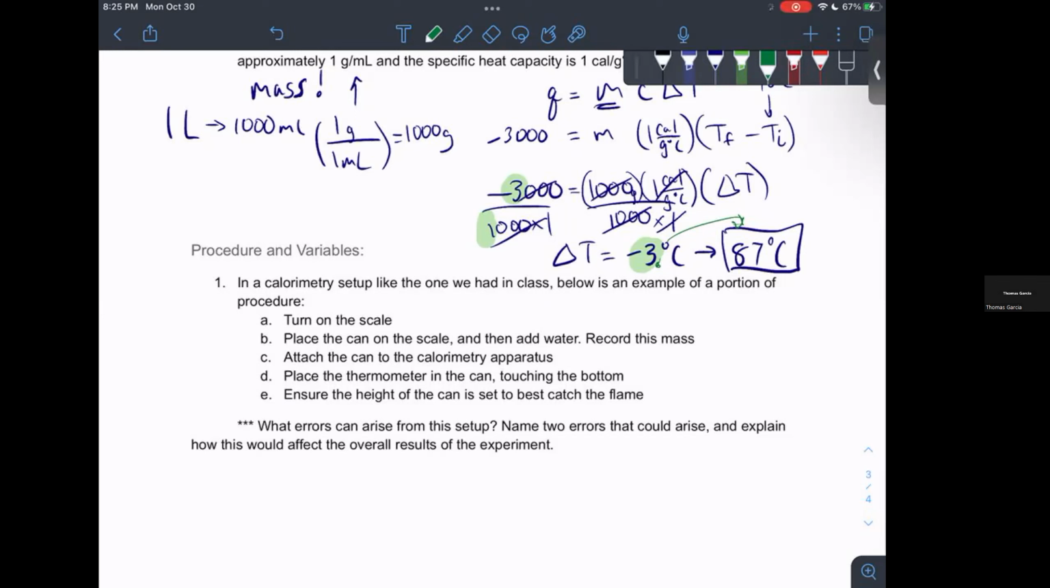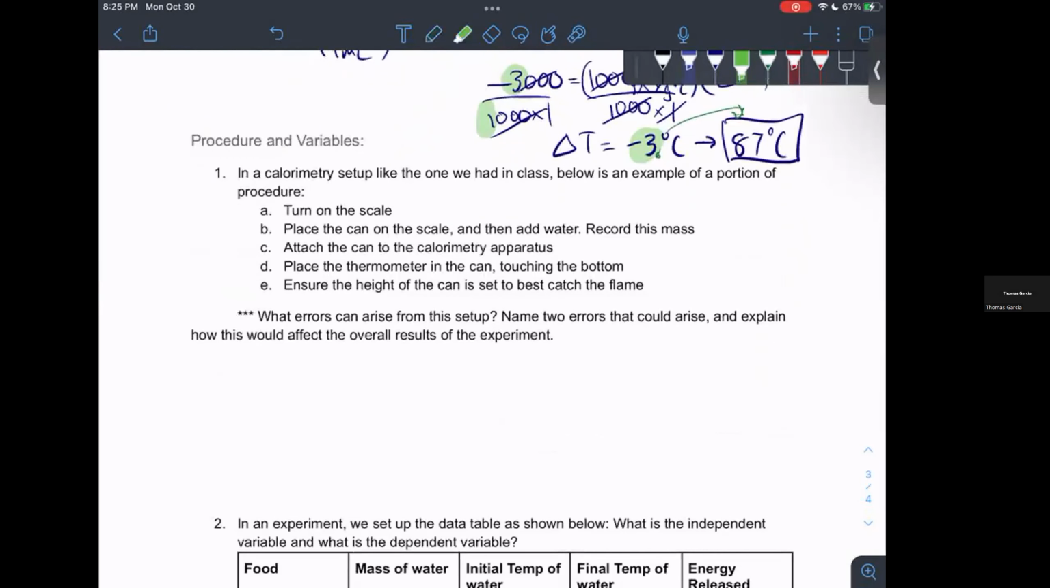What errors can arise from the setup? Name two errors that could arise and explain how this would affect the overall result of the experiment. There are two very obvious errors. Number one, place the can on the scale, then add water, then record. This means that our mass is actually not just water, it is can plus water.